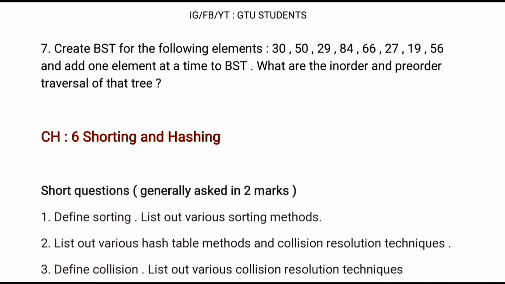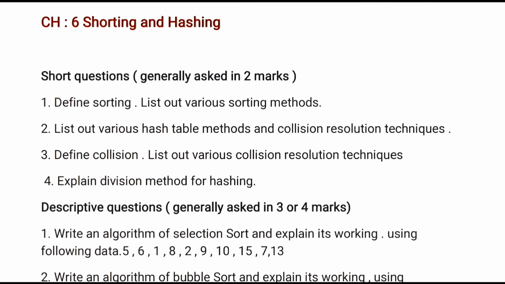Chapter 6: sorting and hashing. Short questions, generally asked in 2 marks. 1. Define sorting. List out various sorting methods. 2. List out various hash table methods and collision resolution techniques. 3. Define collision. List out various collision resolution techniques. 4. Explain division method for hashing. Descriptive questions, generally asked in 3 or 4 marks.